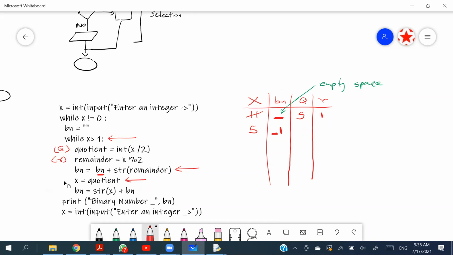So here it says convert x into a string and to its right hand side attach the bn. So bn means underscore one, that means empty space and one. So x means 5, right?